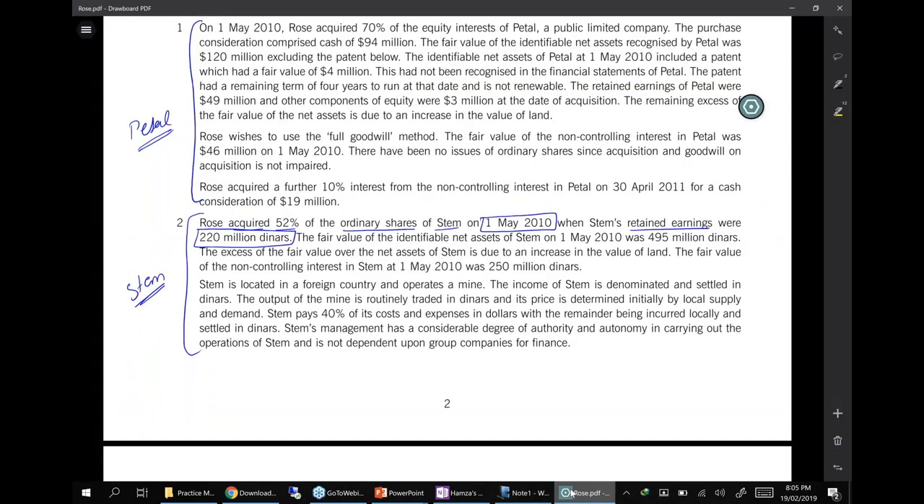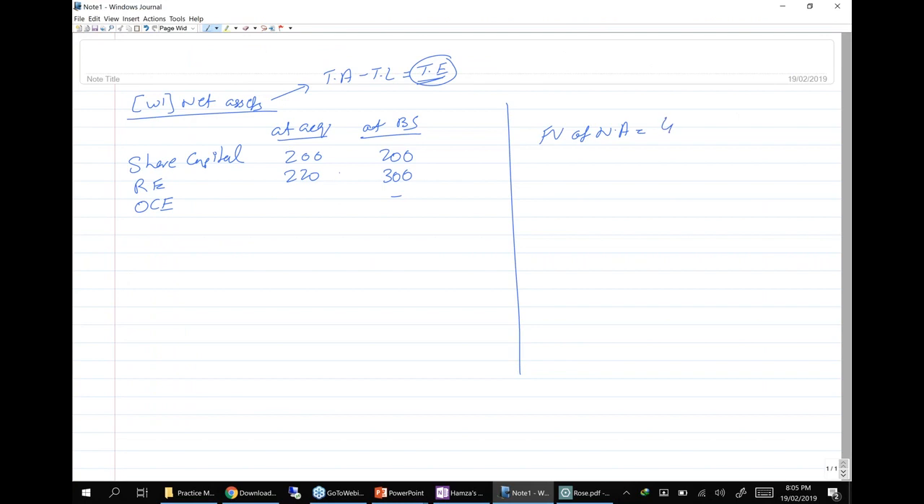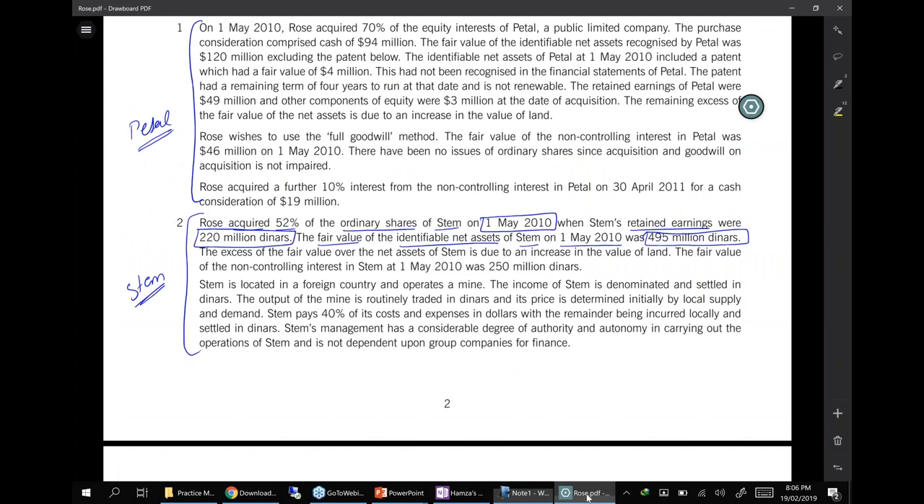Now the question gives the fair value of net assets as 495 million dinars. But if we calculate the carrying amount of the net assets, which is the sum of all these, we get a value of 420 million dinars. This means that a fair value adjustment is required for the remaining amount of 75 million dinars. So we're going to write a fair value adjustment over here of 75 million dinars. We need to see to which item this fair value adjustment relates. The question says that the excess of the fair value over the net assets of STEM is due to an increase in the value of land. So if it is land, the same value is going to be there at the balance sheet date as well.